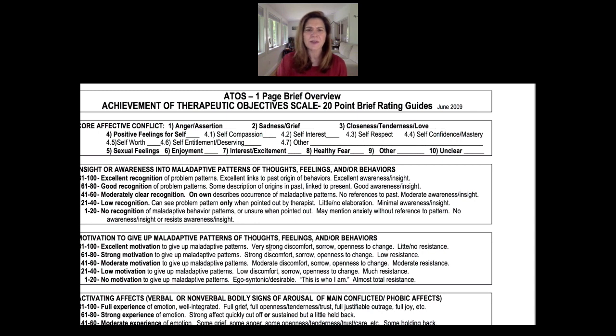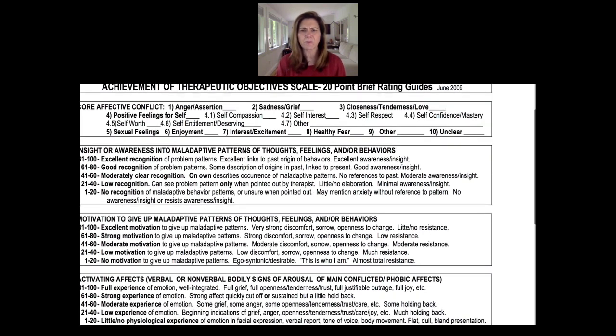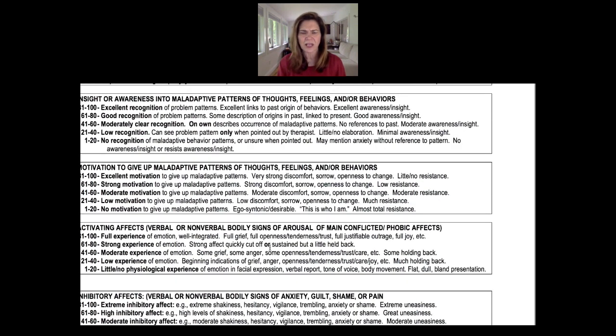But with the ATOS, you'll notice the first thing that we look at is insight or awareness into maladaptive patterns, thoughts, feelings, or behaviors. And what we mean by that is, how aware is your client of their maladaptive patterns overall? Are they aware of defensive thoughts? Are they aware of defensive feelings? Are they aware of defensive behaviors? And so, you know, when you're working as a therapist, you want to really be paying attention to how aware is my client of their defenses?